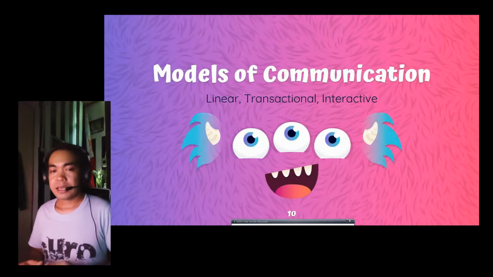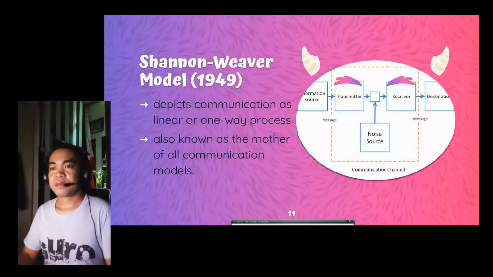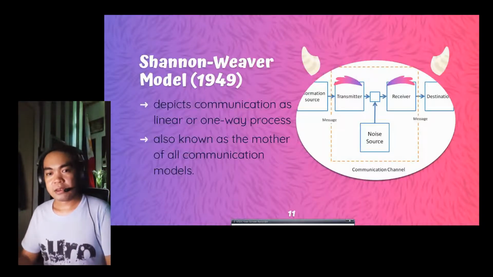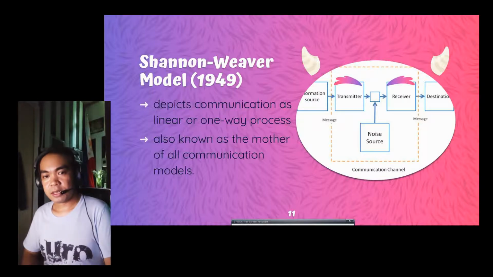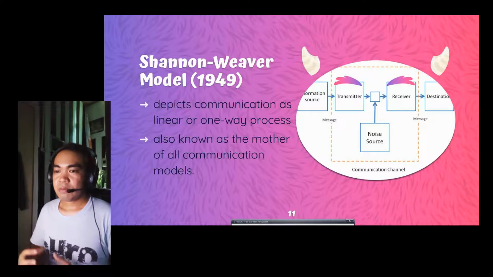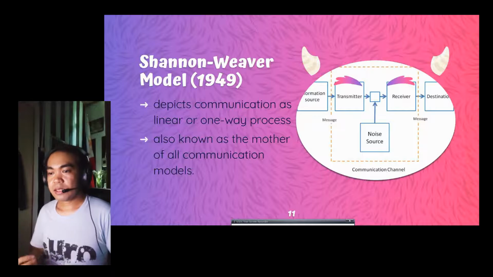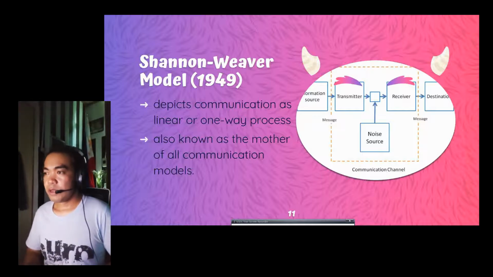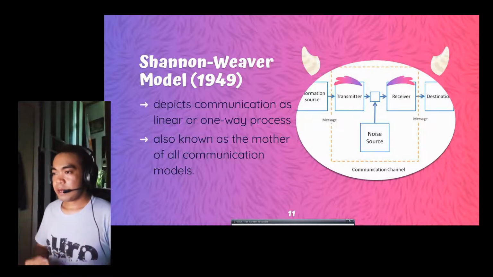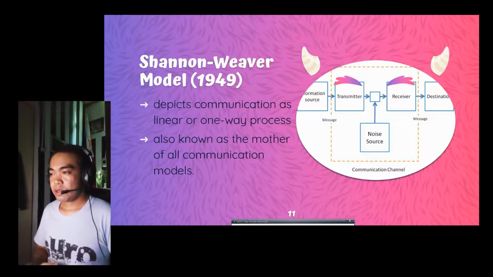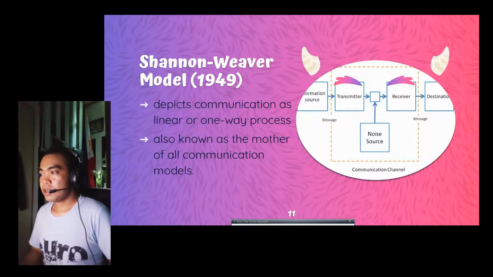In what ways and how, we will look into each model of communication first. So the first model that we have falls under linear type. This is the Shannon-Weaver model, which was published by Shannon and Weaver in the year 1949. In this model, communication is depicted as a linear or a one-way process. It is known as the mother of all communication models. If you have noticed in our picture there, we have an arrow, or we have a flow from left to right. Information source, going to transmitter, going to receiver, going to destination.